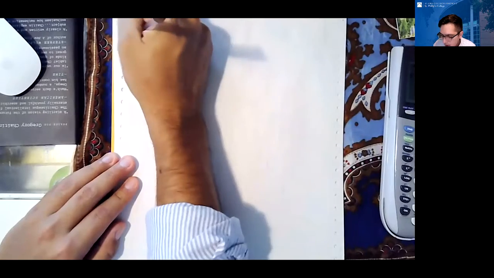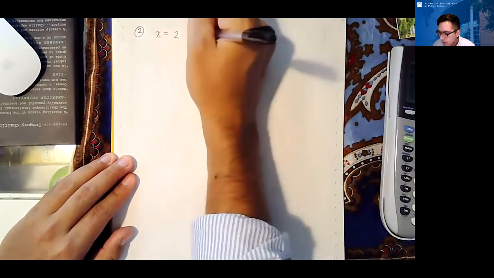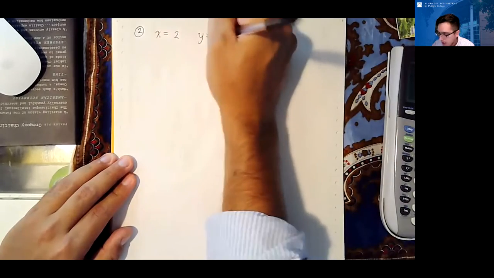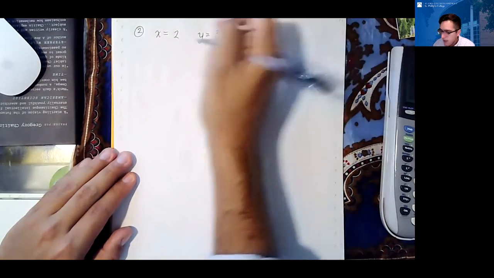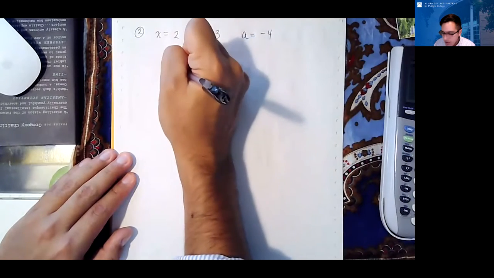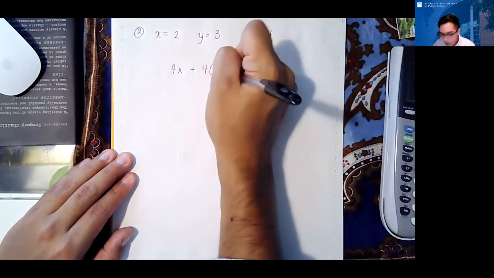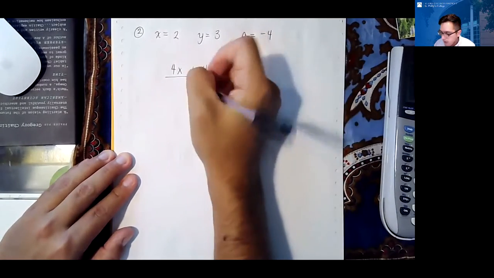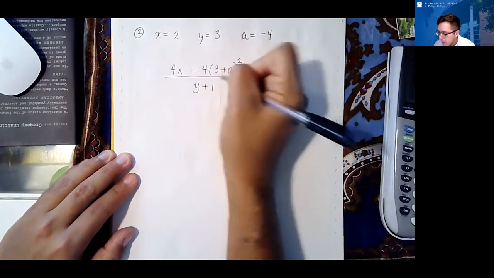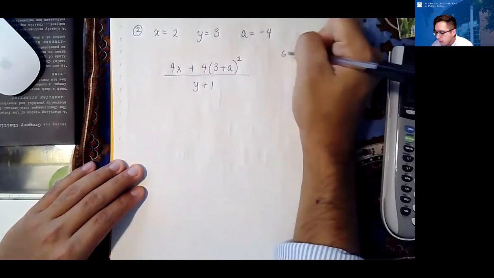Okay. The second problem was a little bit more cumbersome. So let's see what our variables were. x is equal to 2, y was equal to 3, and a is equal to -4. So the expression we were working with was this large fraction: 4x plus 4 times the quantity 3 plus a, squared, all over y plus 1. And so if you wanted to, you could write a game plan as far as our order of operations are concerned.